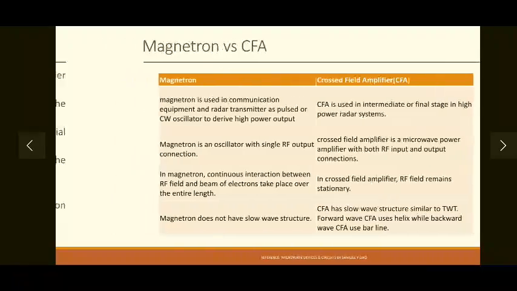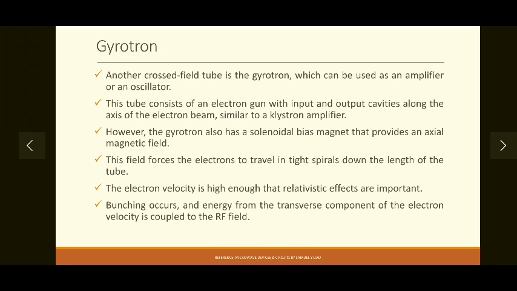So let's move to the third type of crossfield tube, that is known as a gyrotron. It is another crossfield tube which can be used as an amplifier, or it can be used as an oscillator also. This tube consists of again an electron gun, similar to all the vacuum tubes, with input and output cavities along the axis of the electron beam, similar to the klystron amplifier.